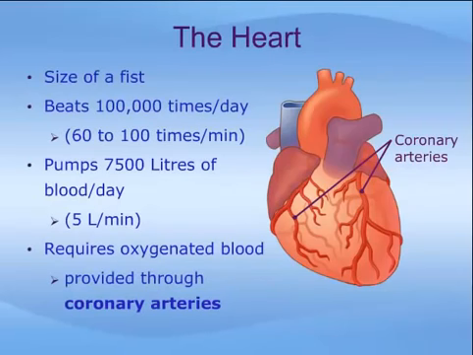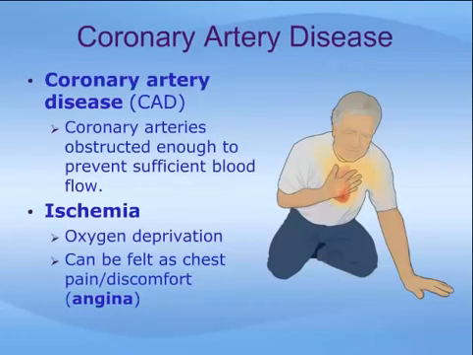Merely the size of a fist, the heart beats about 100,000 times and pumps nearly 7,500 liters of blood around the body in a single day. The heart muscle itself requires a plentiful supply of oxygenated blood, which is provided through a network of vessels called the coronary arteries. Coronary artery disease occurs when one or more of the coronary arteries become obstructed enough to prevent sufficient blood flow, and therefore oxygen supply, from reaching the heart muscle.